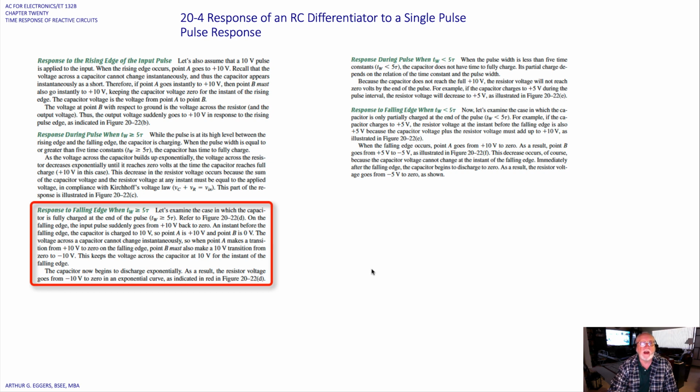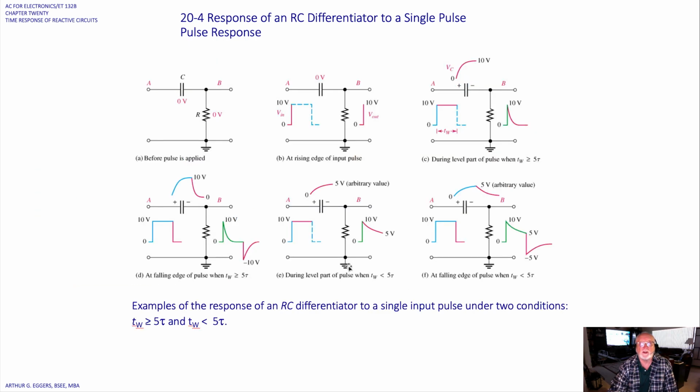The capacitor now begins to discharge exponentially. As a result, the resistor voltage goes from -10 to 0 in an exponential curve. So we can see that here. We're going from -10 to 0.